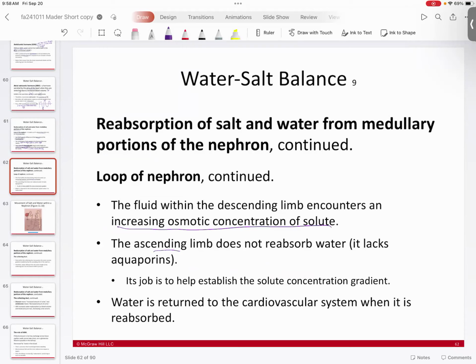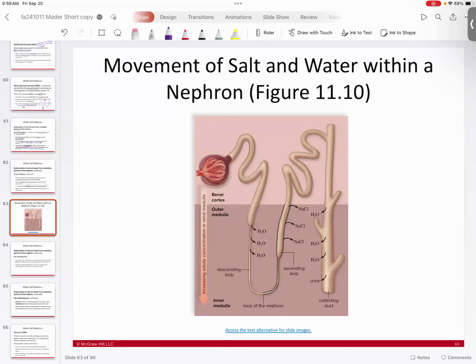And then the ascending limb does not reabsorb water. It lacks aquaporins, so there's no water movement there. And so what it does is help to establish this concentration gradient, this osmotic ladder. So the ascending limb creates the osmotic ladder that is necessary for the descending limb. And ultimately, water is returned to the cardiovascular system once it's resorbed. This is kind of what it looks like.